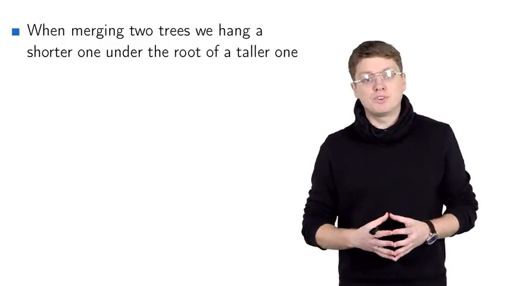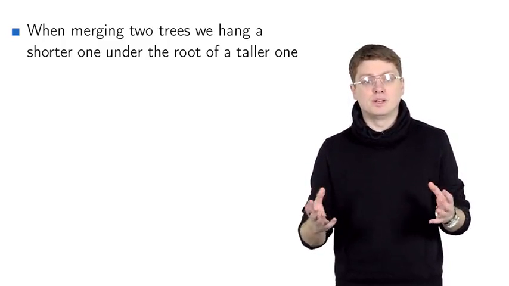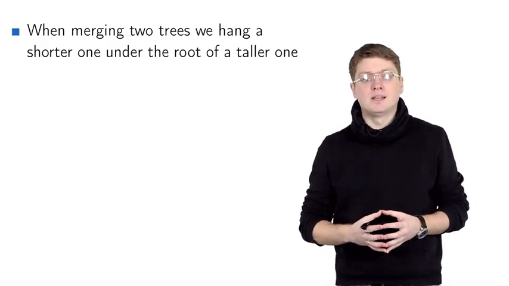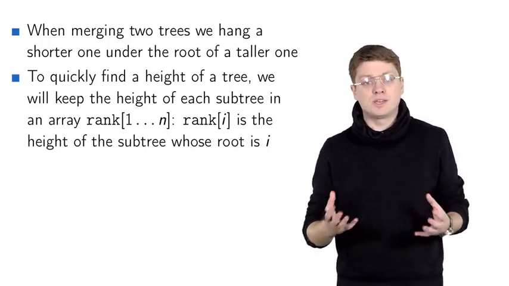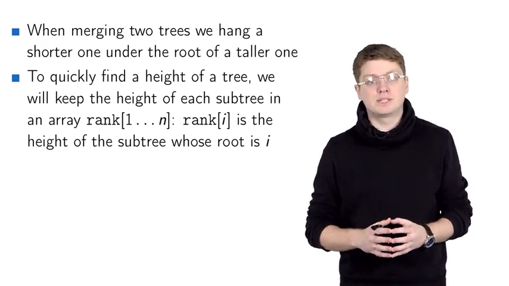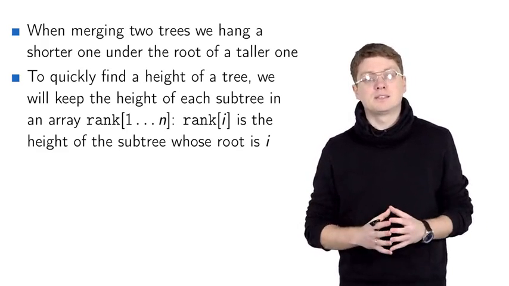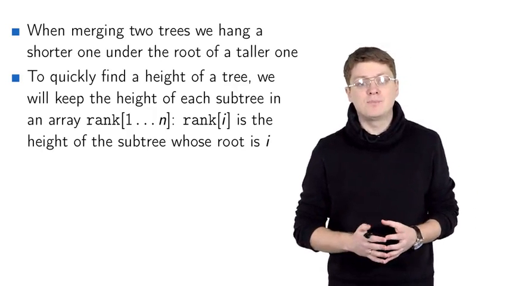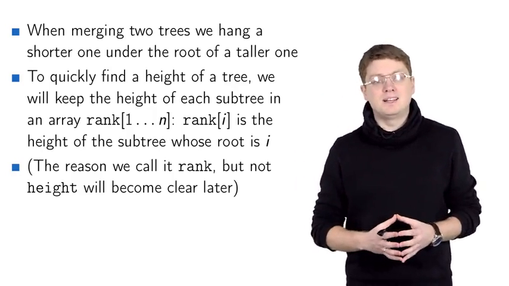Okay, when merging two trees, we're going to hang a shorter one under the root of a taller one. This means that when merging two trees, we need a way to quickly find the height of both trees. Instead of just computing them, we're going to keep the height of each possible subtree in our forest in a separate array called rank. Namely, rank of I is equal to the height of the subtree rooted at I. The reason we call it rank will become clear a little bit later.